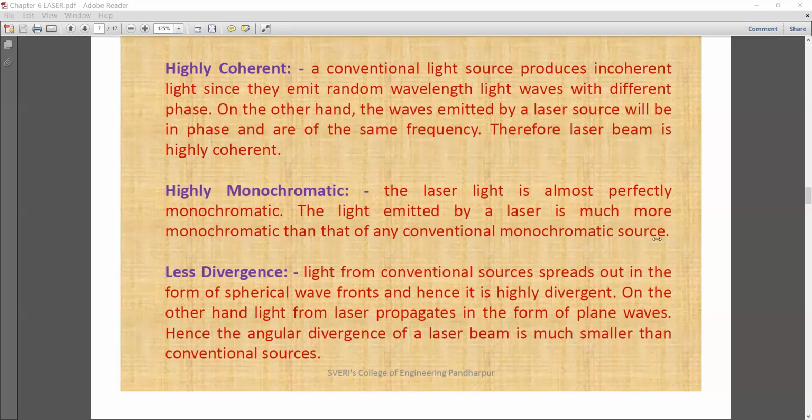Yes. Then next, highly monochromatic. Unmute yourself and you can read it. Rajakta.